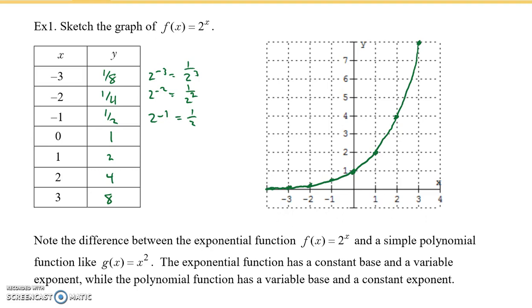So note the difference between the exponential function f of x equals 2 to the x and a simple polynomial function like g of x equals x squared. The exponential function has a constant base and a variable exponent, while the polynomial function has a variable base and a constant exponent. So notice that in the case of the exponential function, the base is constant, whereas in the simple polynomial function, the base is variable. On the other hand, with the exponential function, the exponent is variable, while with the polynomial function, the exponent is constant.